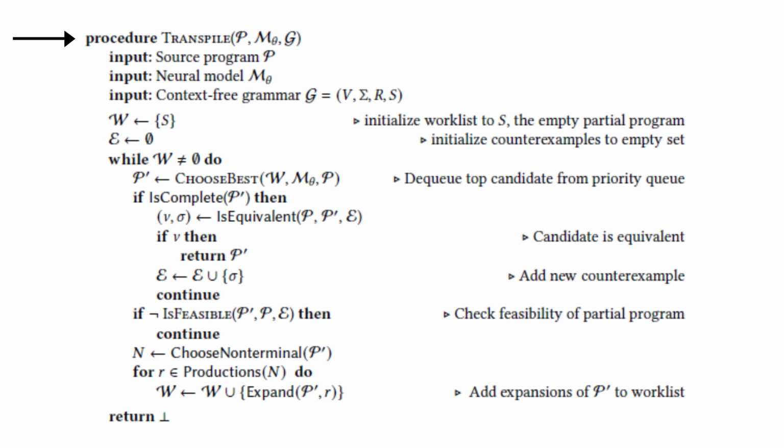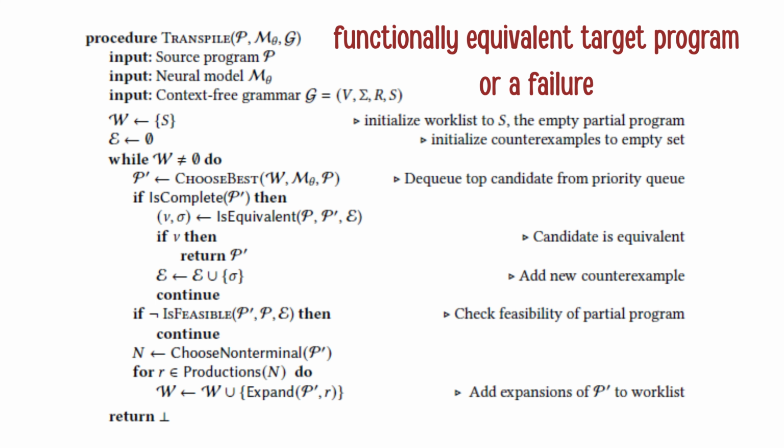The overall procedure is called Transpile. The algorithm takes three inputs. First, it receives the source program that needs to be translated. Second, it takes a trained neural model. Finally, it receives the grammar of the target language, which defines all the valid functional programs that can be generated. The output is either a functionally equivalent target program or a failure if no valid translation can be found.